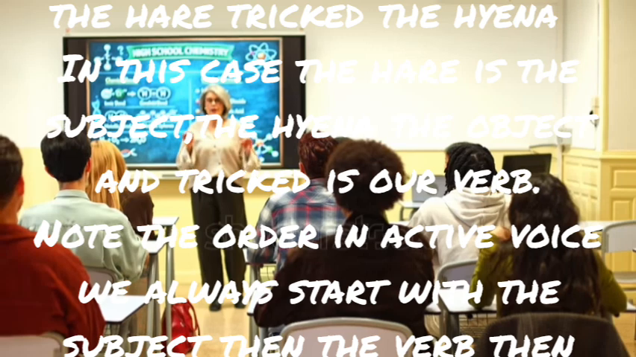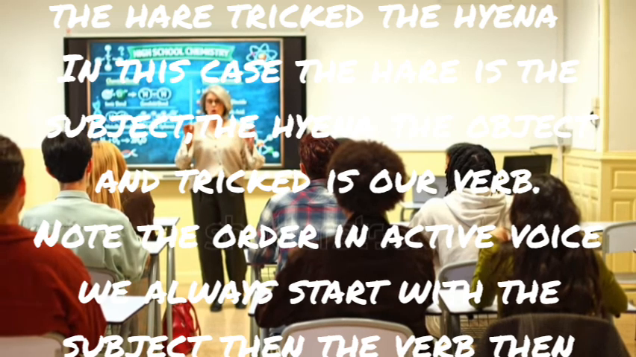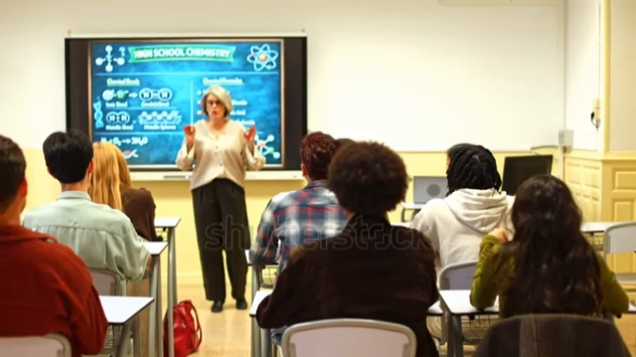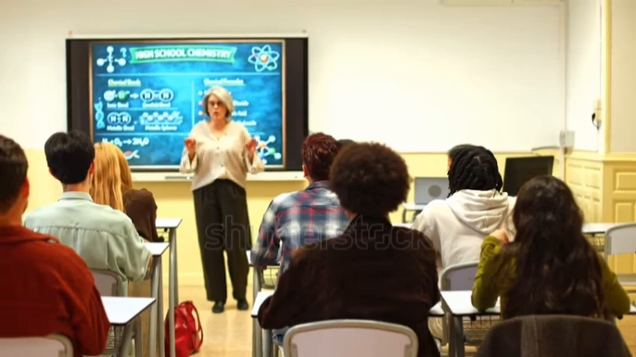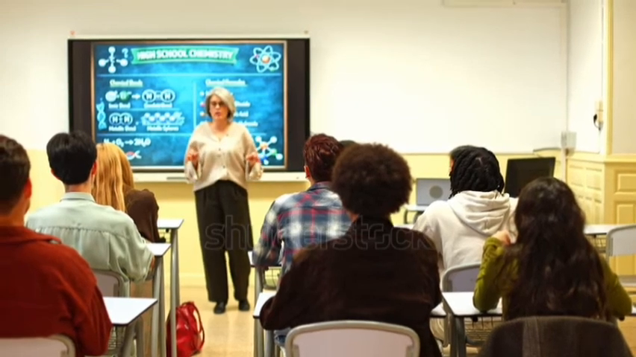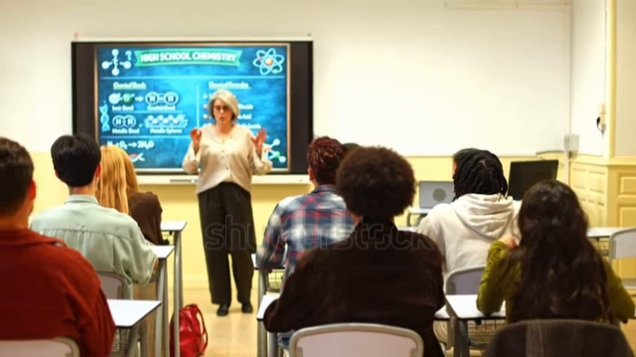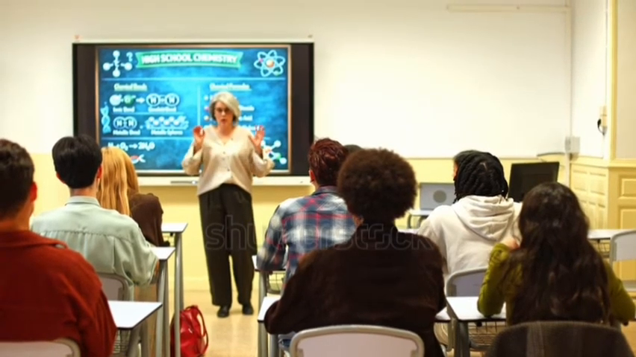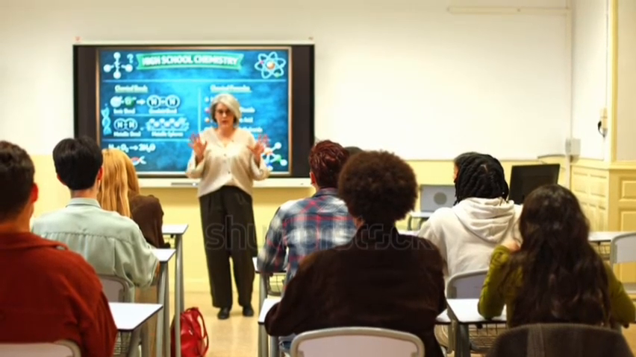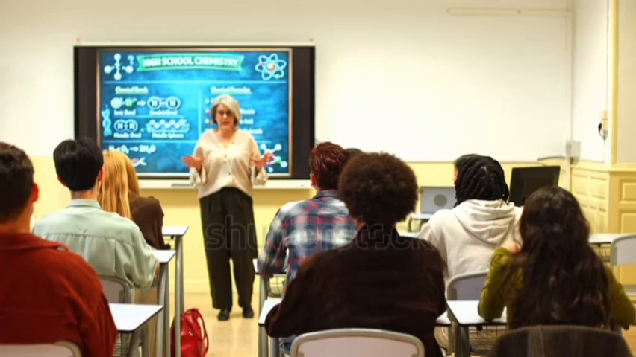In active voice, we always start with the subject, and today we'll use these two sentences as our reference. Sentence number 1 is, the cat drank the milk. Sentence number 2, the hare tricked the hyena. Let's go to the first sentence. The cat drank the milk.